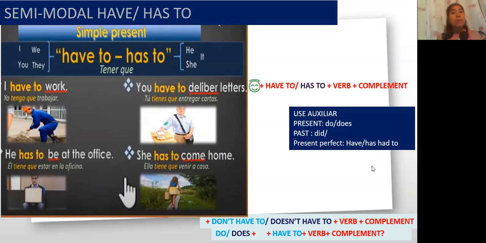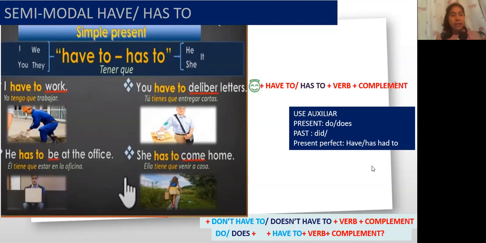So, if it is in present and you have to make the negative or the question, what is the auxiliary? You're going to use do or does. It depends on the subject. But if it is in past, you are going to use did, or have or has plus past participle in present perfect, and so on. It depends on the tense. So have to is the modal verb, but it is going to be with an auxiliary.